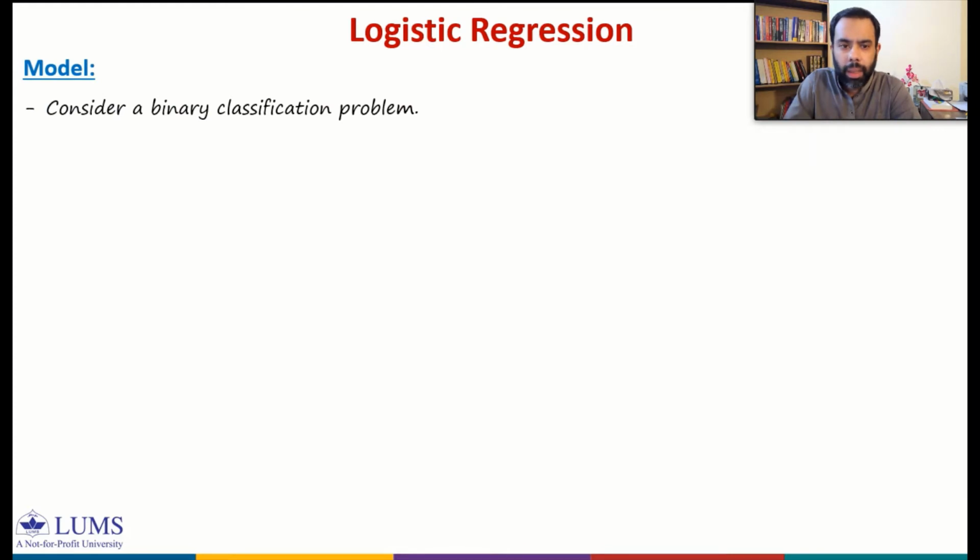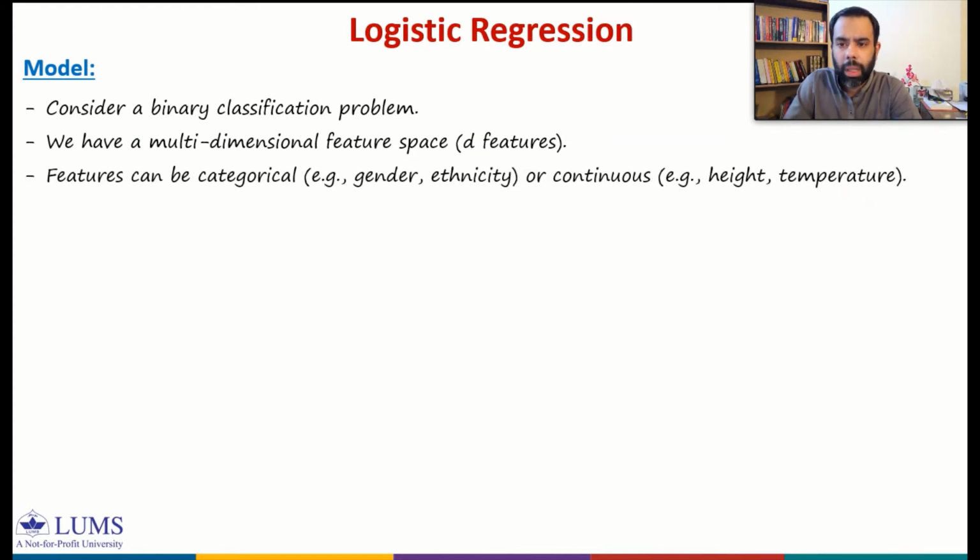We consider a binary classification problem, and we will consider a binary case for most of the time in studying logistic regression. We assume that we have a multi-dimensional feature space. Each input has d features, and these features can be categorical variables, for example, gender, ethnicity, sentiment, or they can take continuous or real values, for example, height of mountains or temperature in a city, and so on. Okay, what is the logistic regression model we have? As the name suggests, it's a sort of regression, right? Okay, let's build this model.